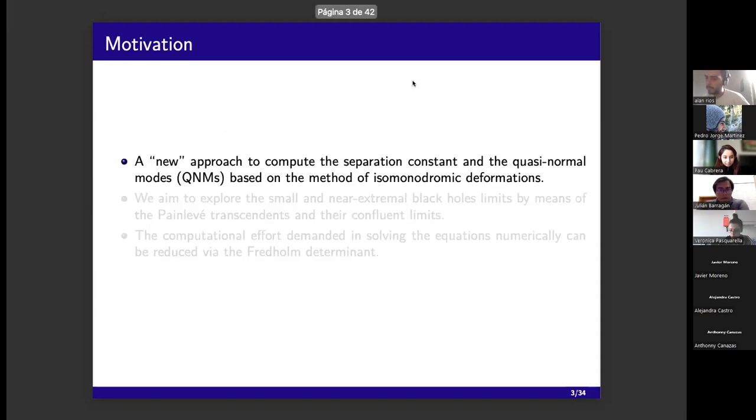So here is a bit of the motivation. This is a new approach to study quasi-normal modes in several spacetimes with different dimensions. We know that quasi-normal modes is a 50 years old problem, and you can take your favorite method and compute them, using the WKB approximation or even Mathematica. But I think that the isomonodromic deformation gives a flavor of the analytical structure behind, and then you can also obtain asymptotic expansions for the frequencies.